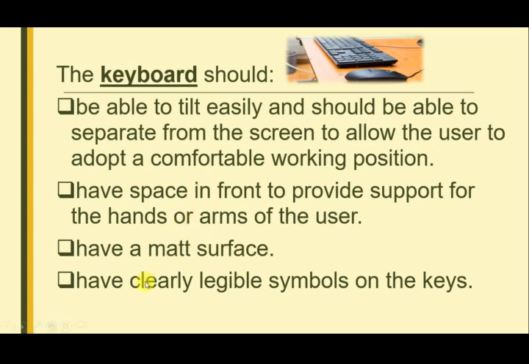And the next point is, it should have clearly legible symbols on the keys. The keys of the keyboard on which you are working should have the symbols, digits or alphabets written on them clearly. Sometimes if we use a keyboard for a long time, some of the symbols on the keys start disappearing. So we need to take care of this. If this happens, then you need to change your keyboard, and whatever you are using should have clearly legible symbols. Legible means clearly written symbols, neat and clean.